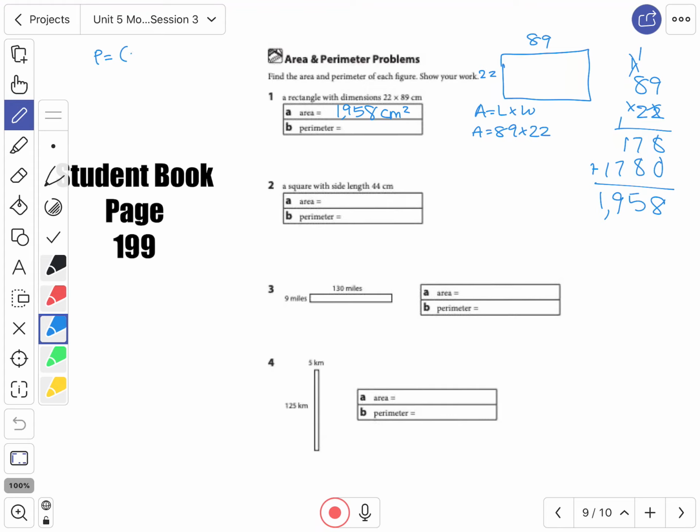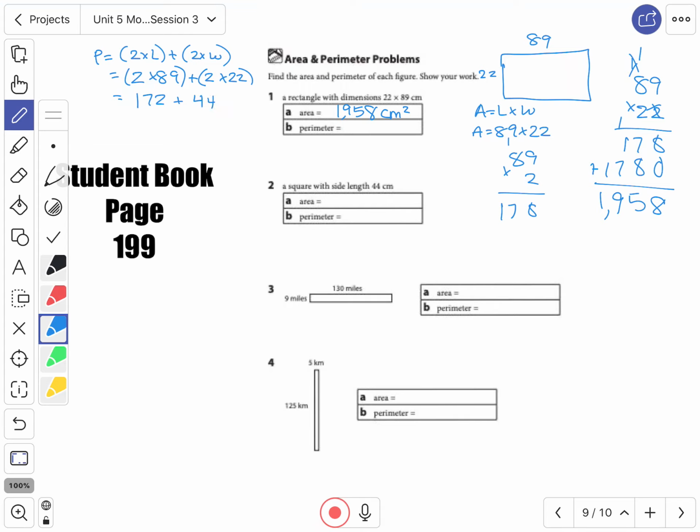This is a rectangle. Perimeter equals 2 times the length plus 2 times the width. All right, so that's 2 times 89 plus 2 times 22, okay? 2 times 89. If I'm not sure what that is, I got to solve that on my own, right? 89 times 2. 9 times 2 is 18. 8 times 2 is 16 plus 1 more is 17. That is 178, boys and girls. Plus 2 times 22, that's 44.